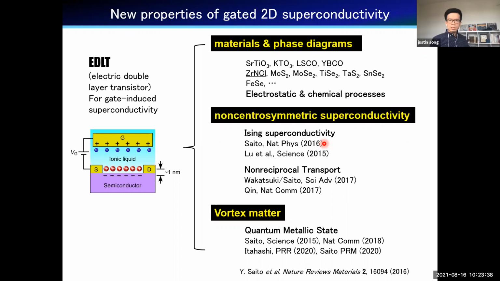So as you know, the effective or internal magnetic field from this Ising-type spin polarization reaches about 1,000 Tesla, or at least 100 Tesla. So the superconductivity is very, very robust against the in-plane magnetic field. This is a very peculiar feature of Ising superconductivity, which is very rare to see.